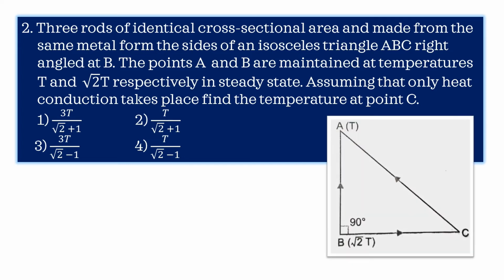See this figure: three rods of identical cross-sectional area and made from the same metal form the sides of an isosceles triangle ABC. Here, right angle at B. Now let us go to the solution.